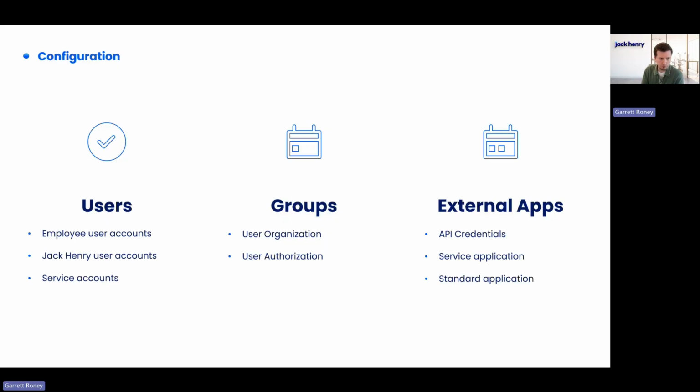So you have users who can be employee users at the bank or credit union. You have Jack Henry user accounts. Jack Henry itself has our own kind of access, but you can also invite Jack Henry users to your institution to be able to sign in as your institution into different applications. And then you also have this concept of service accounts where there's not a true user behind the keyboard. This is used by applications as kind of an association between the application and your institution.